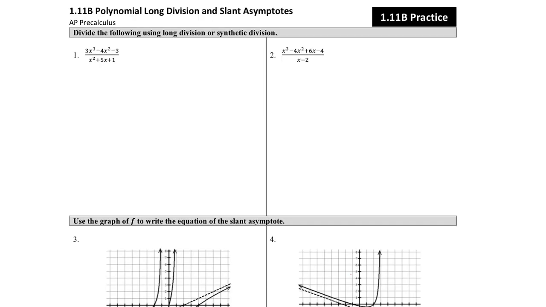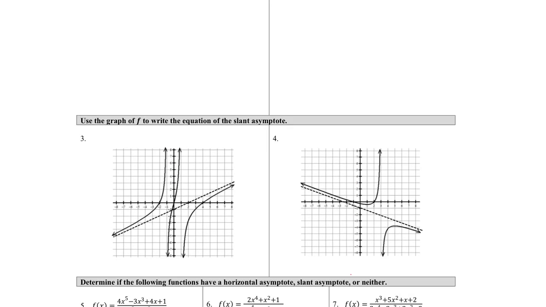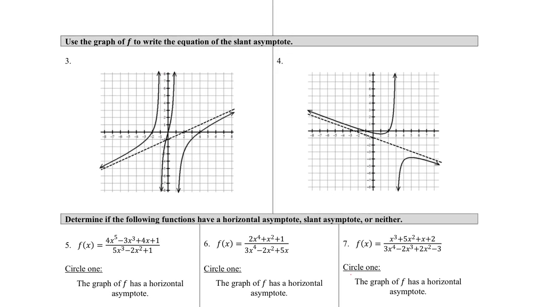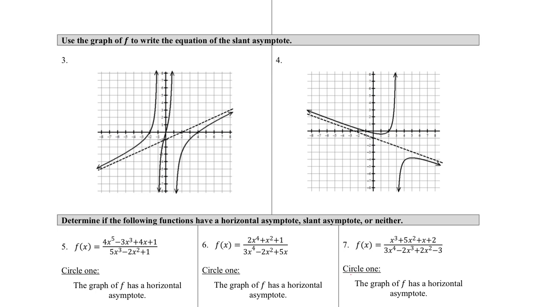All right, the rest of this is practice. So here we can do either division, long division, or synthetic. So this would be a long division problem, a synthetic division problem. So get those tried. Use the graph of f to write the equation of the slant asymptote. So that's like our first problem that I showed you. Okay, see if you can find his equation. That's just finding the equation of a line. Same with this one.